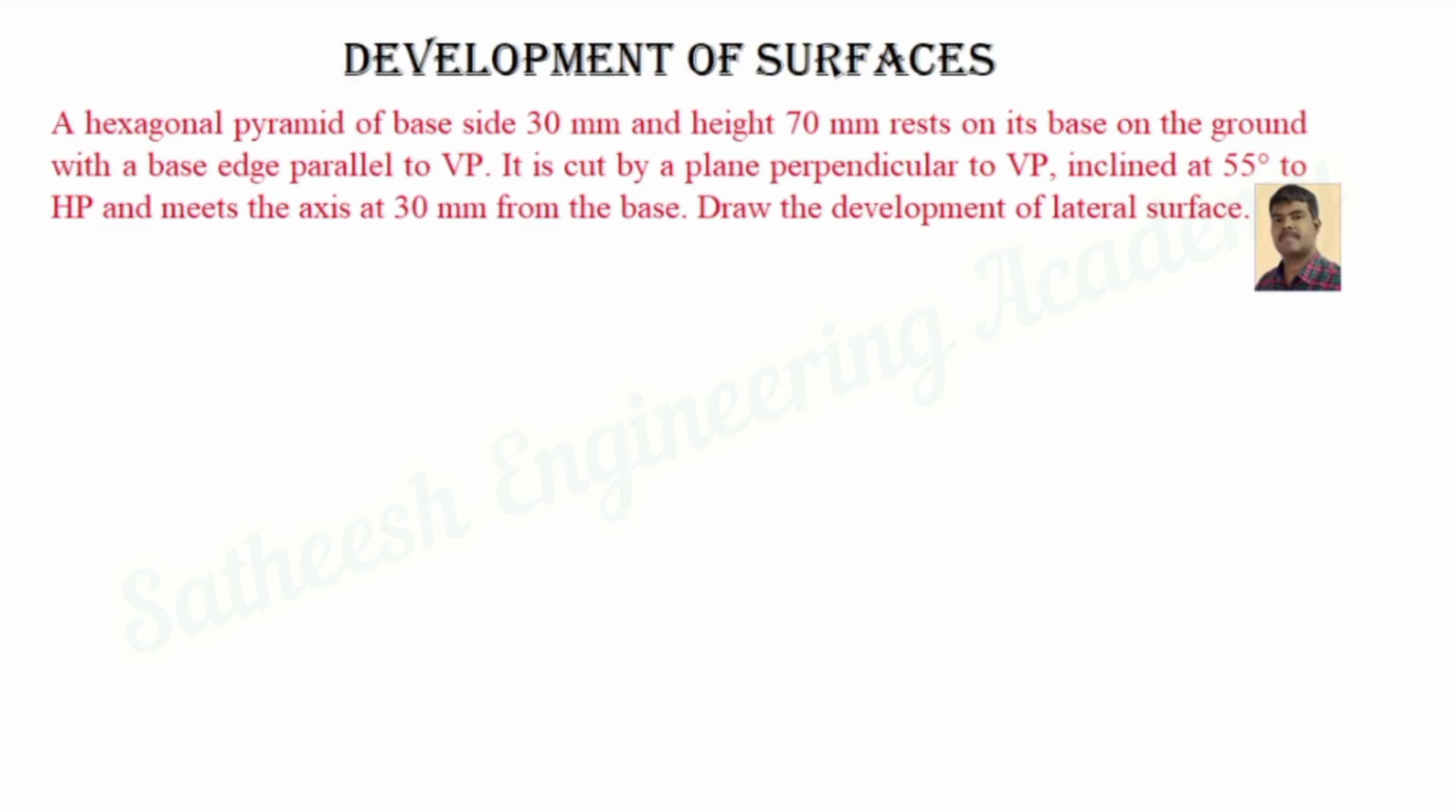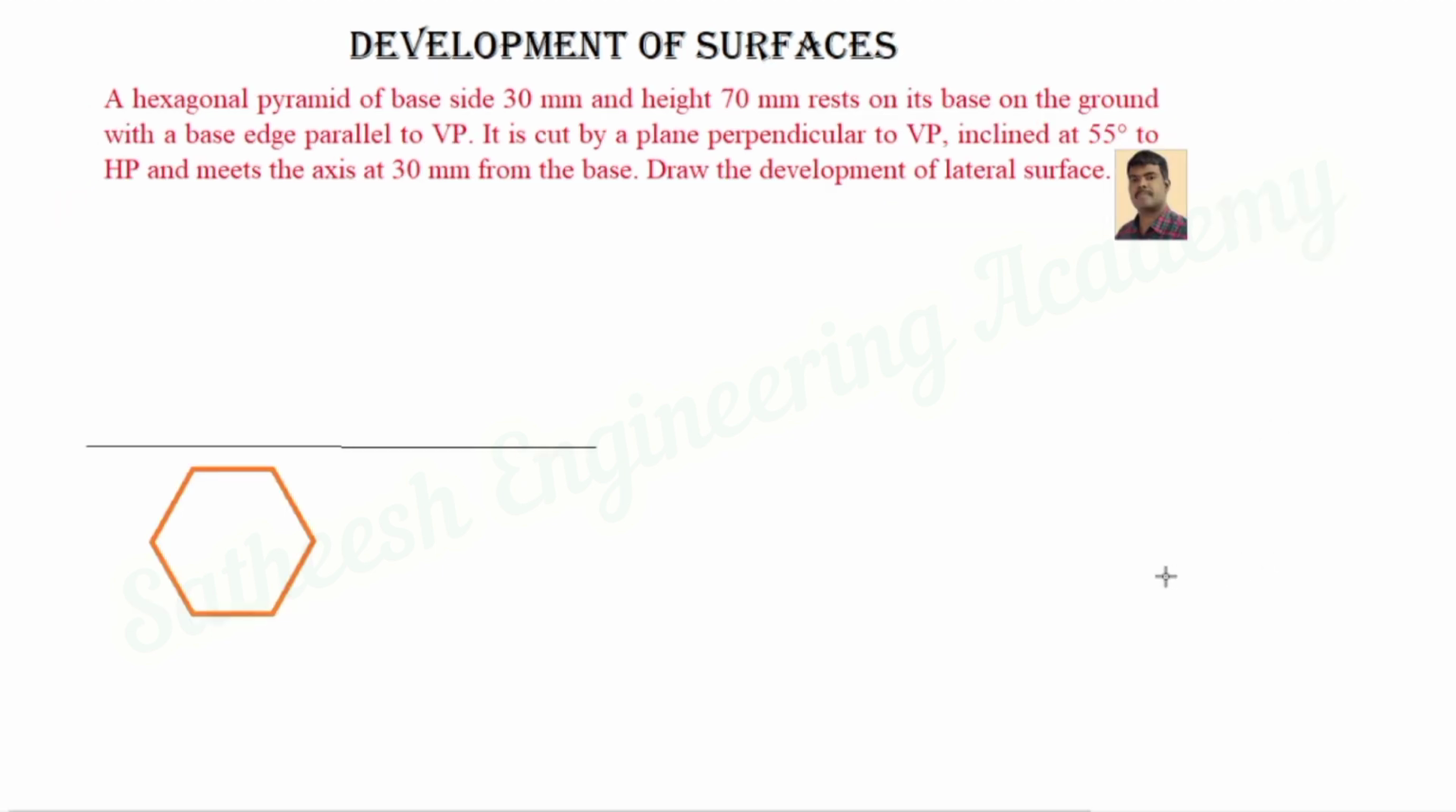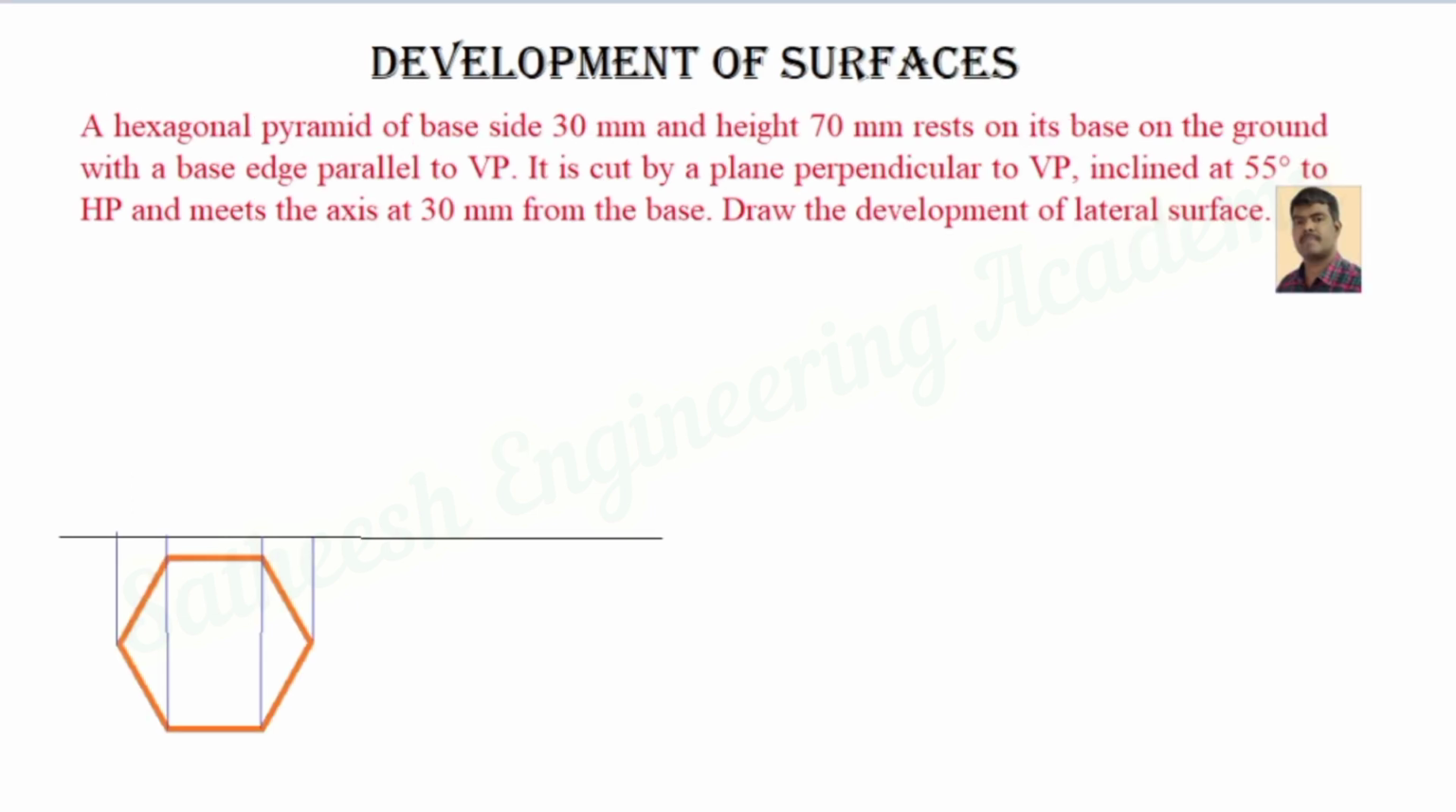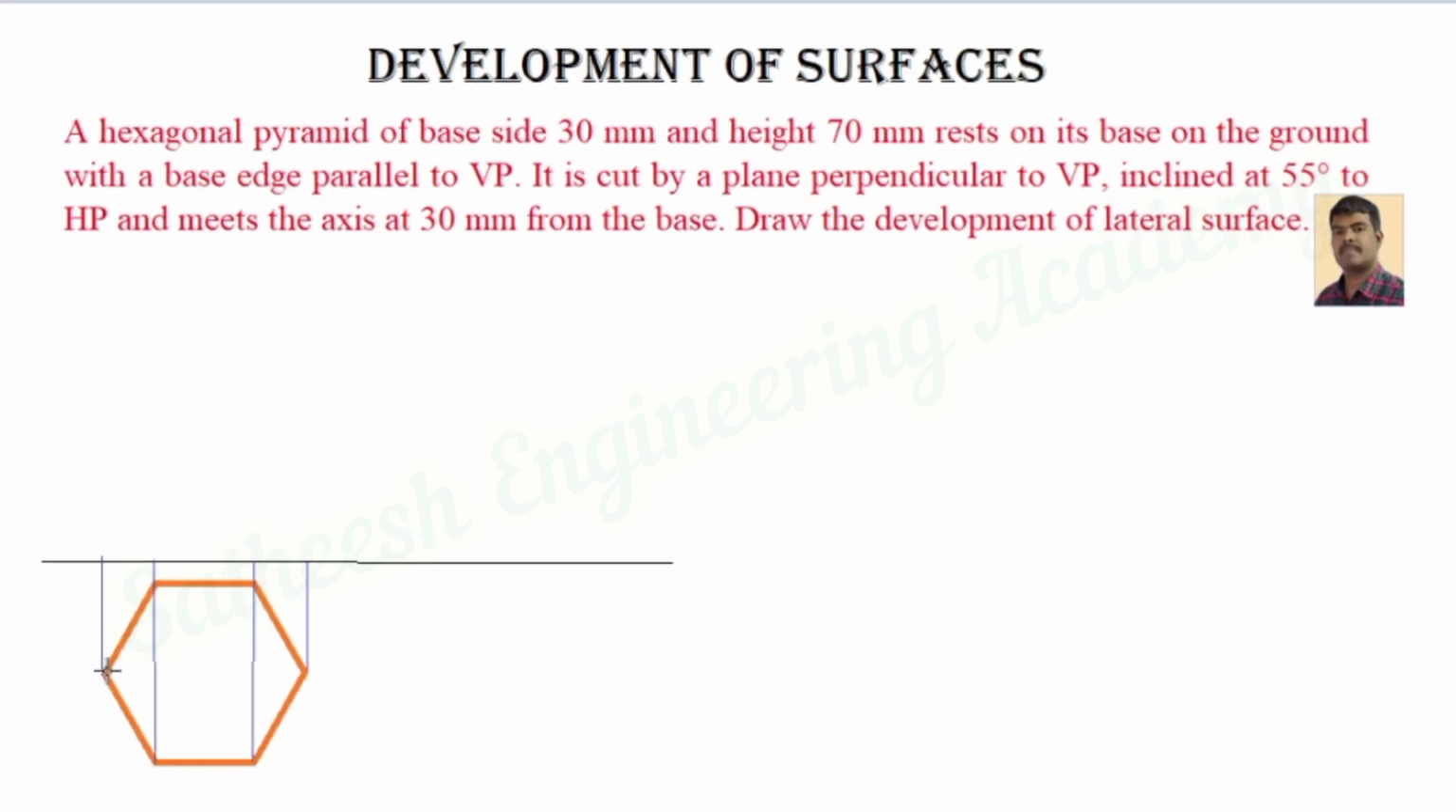Hi students, welcome. So now we are discussing development of surfaces. The topic: a hexagonal pyramid of base side 30 mm and height 70 mm rests on its base on the ground. Clear? So first we know that the hexagon is resting on HP, which means in top view the hexagonal surface is visible when one of its base edges is parallel to VP, as given in the problem. Therefore you draw the parallel lines along with XY, then you construct the hexagon.